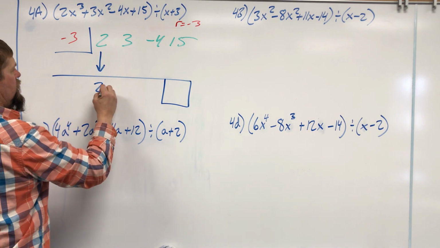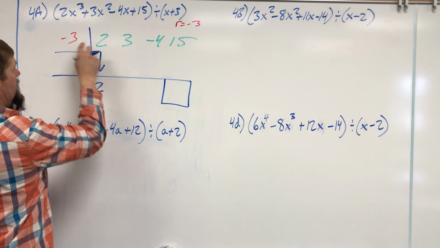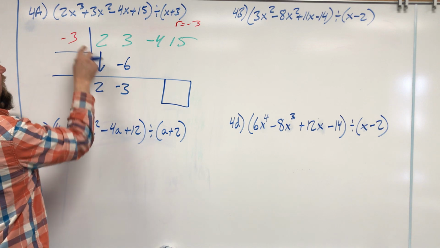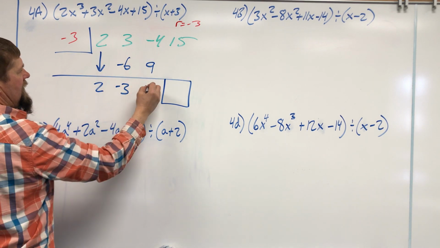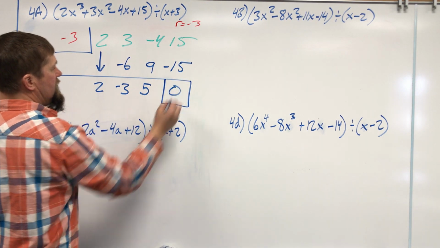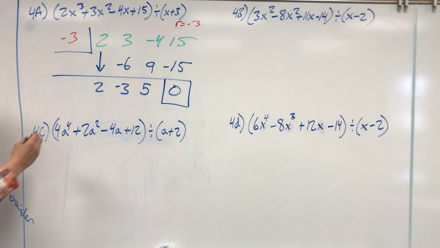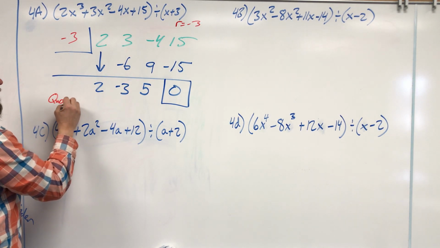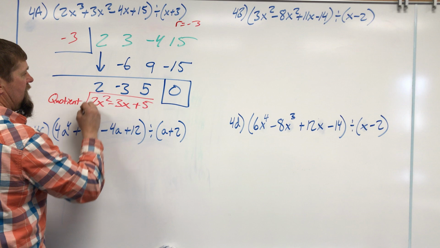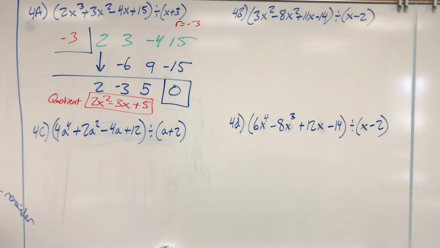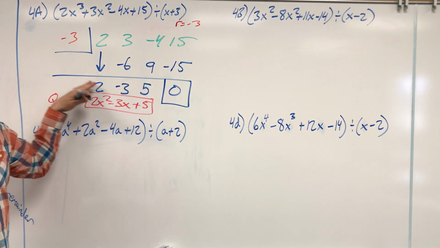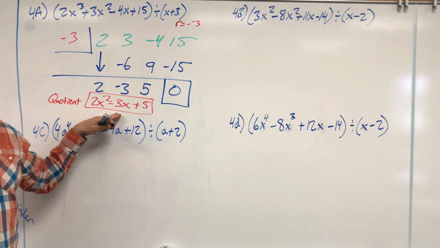So I'm going to drop the 2, multiply, negative 6, add, negative 3, multiply, we get 9, add, we get 5, multiply, we get negative 15, add, we get 0. So my solution or quotient is 2x squared minus 3x plus 5. There's my answer. Please do not leave your answer in this form. This is only the work. Your answer should always be rewritten as a polynomial.